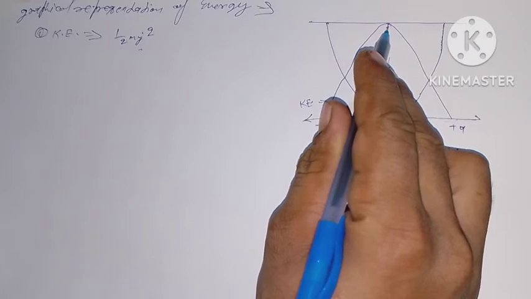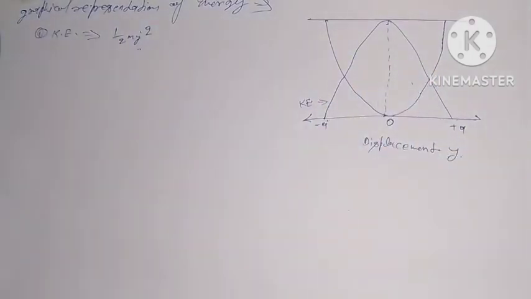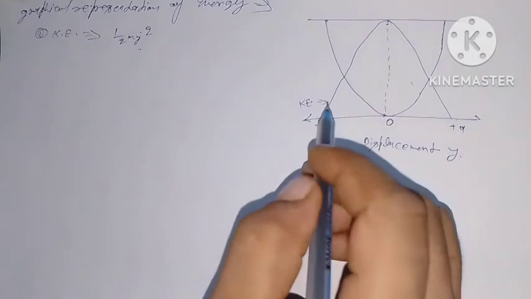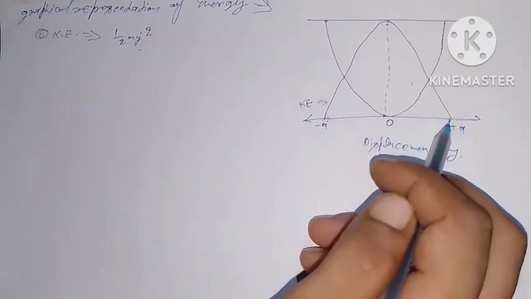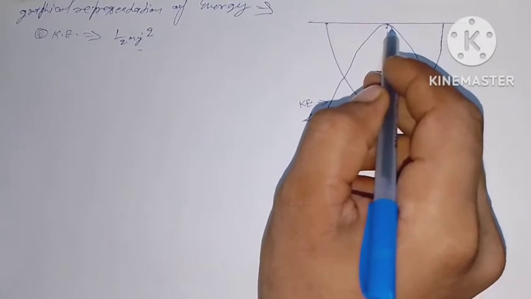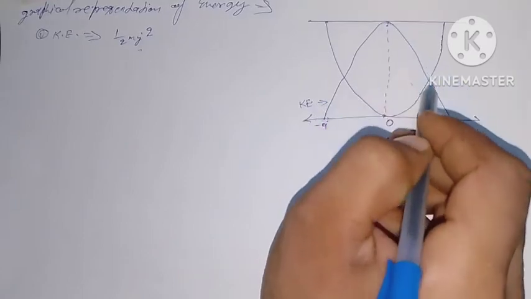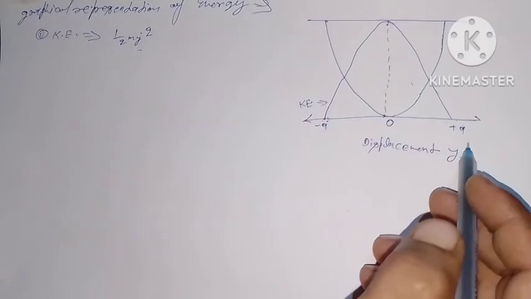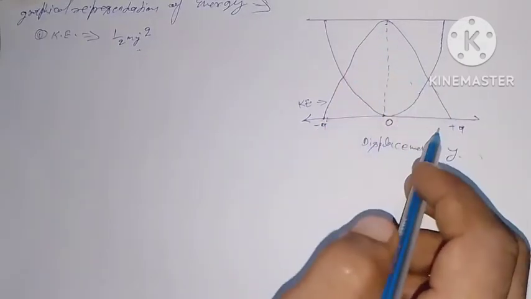Then the velocity, and hence the kinetic energy, decreases as the oscillator moves away from the mean position, and finally becomes 0 at the extreme position, as shown by the curve marked by kinetic energy.